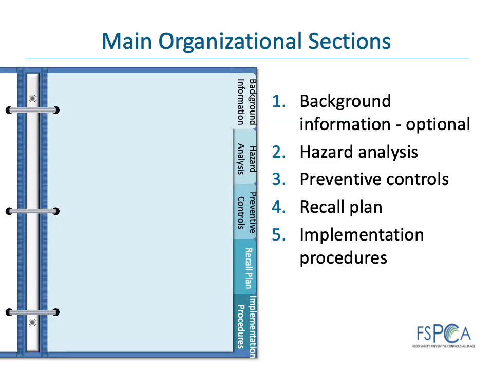This course is organized around building a food safety plan. In our example, we used the 5 main sections or tabs for the food safety plan, including background information, hazard analysis, preventive controls, recall plan, and implementation records.